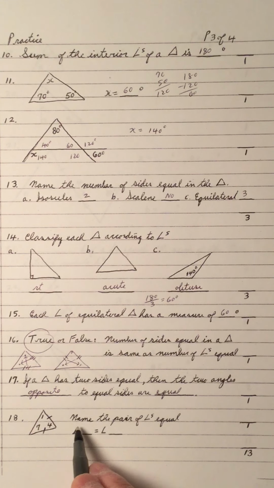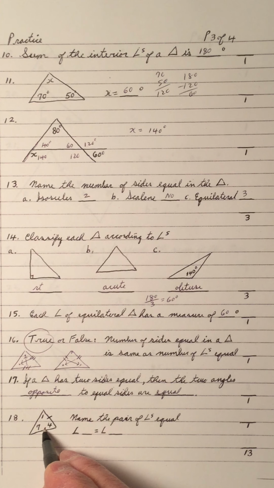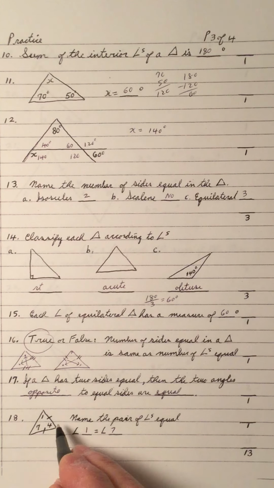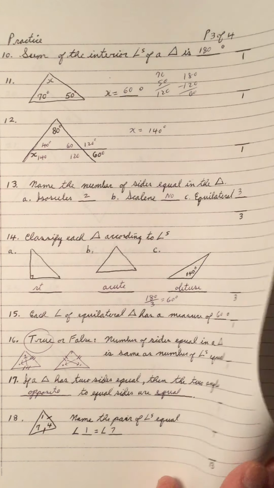And 18. Name the pair of angles equal. So if these two sides are equal, then the angles opposite those sides are 7 and 1. So angle 1 equals angle 7. Two sides equal, the angles opposite across from those sides are equal. Let's continue.